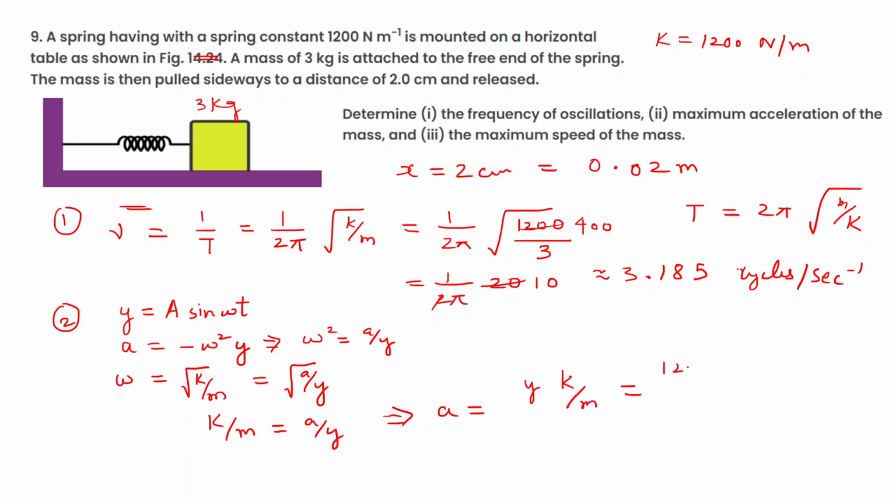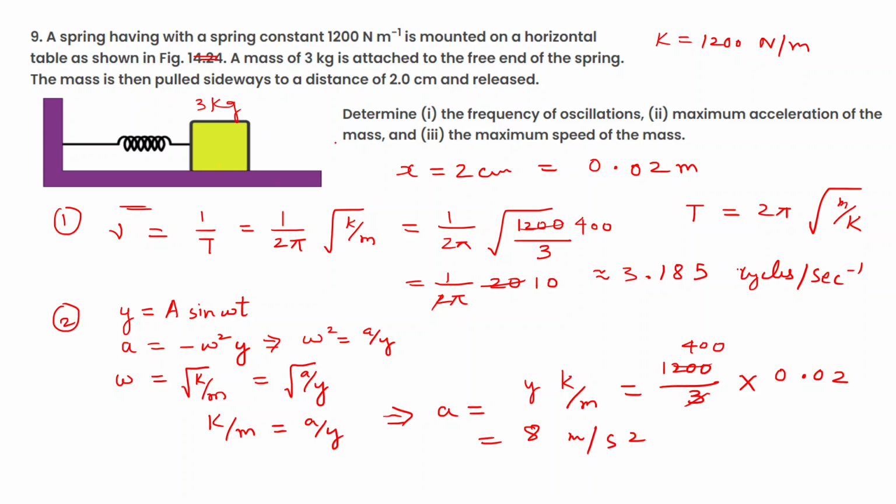K is 1200, m is 3, the maximum x is 0.02. So acceleration will be, again this will be 400, and 400 times 0.02 is 8. So maximum acceleration will be 8 meter per second square.